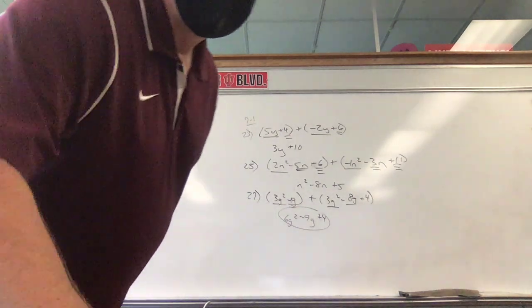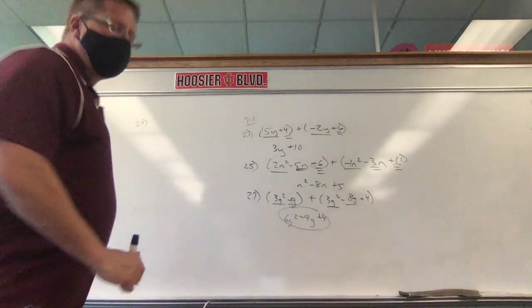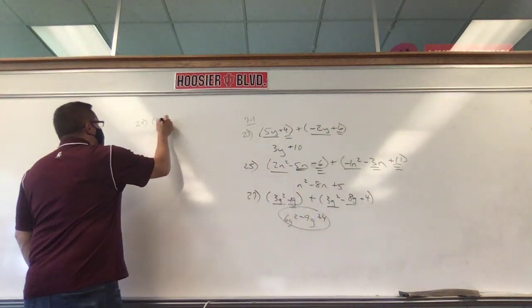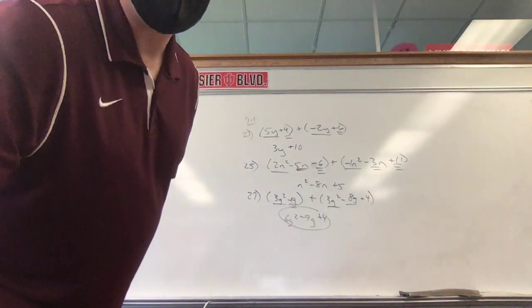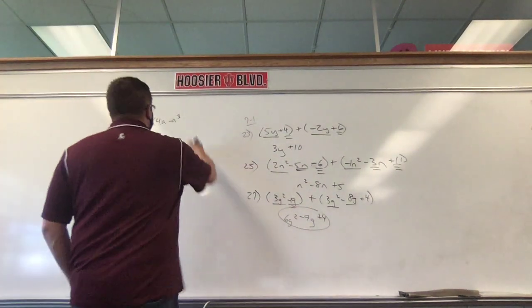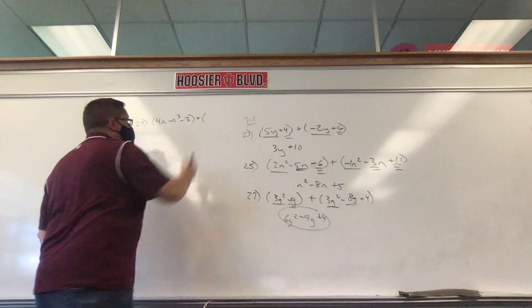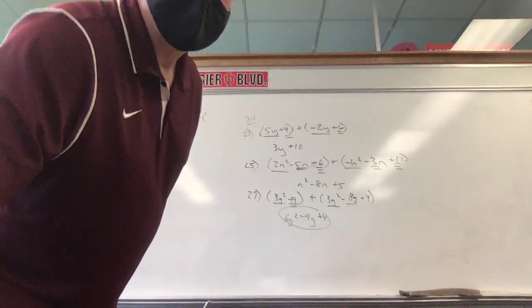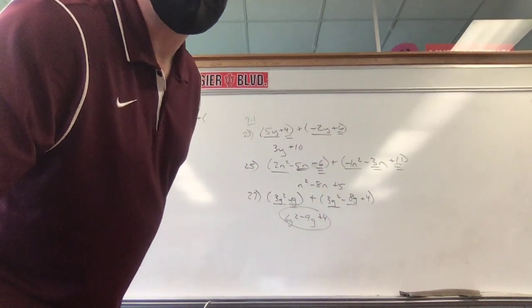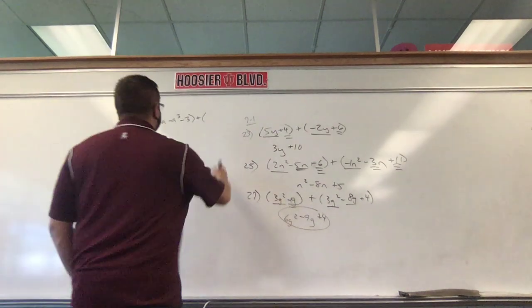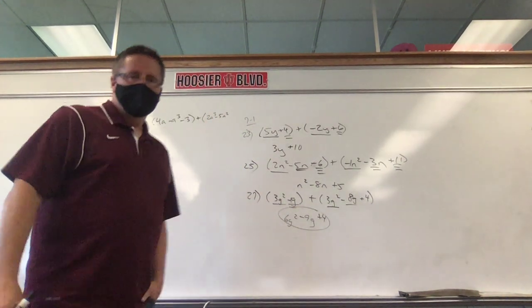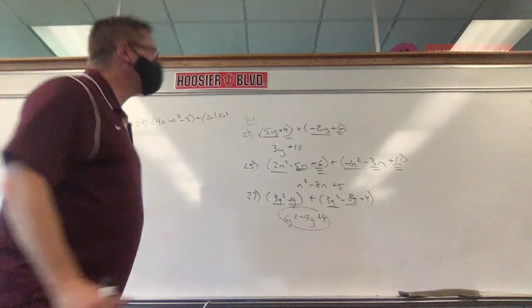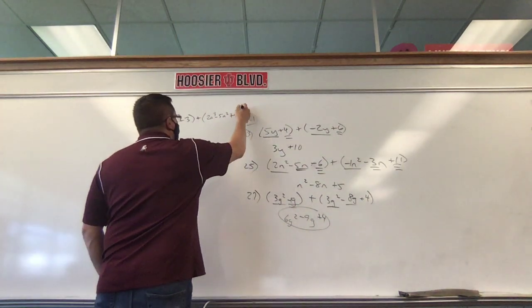29. So, 4a minus a cubed minus 3 plus something. 2a cubed minus 5a squared, then what? Plus 8. This one looks a little bit trickier.